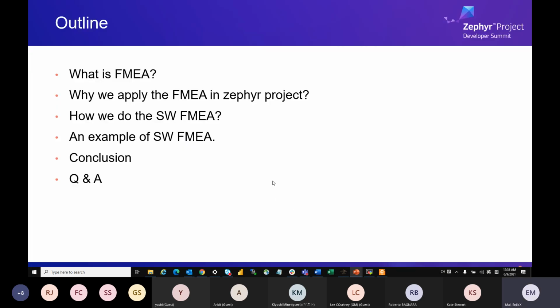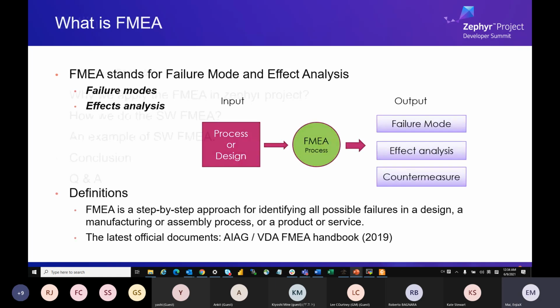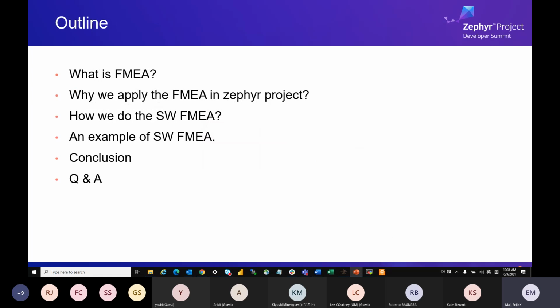In today's presentation, I would like to share the following information with you. First, I will talk about what FMEA is and why we apply FMEA in the Zephyr project, and then I will show you how we do the software FMEA, and also provide an example of the software FMEA. Then we will have some conclusions and Q&A. Please feel free to let me know if you have any questions during this presentation.